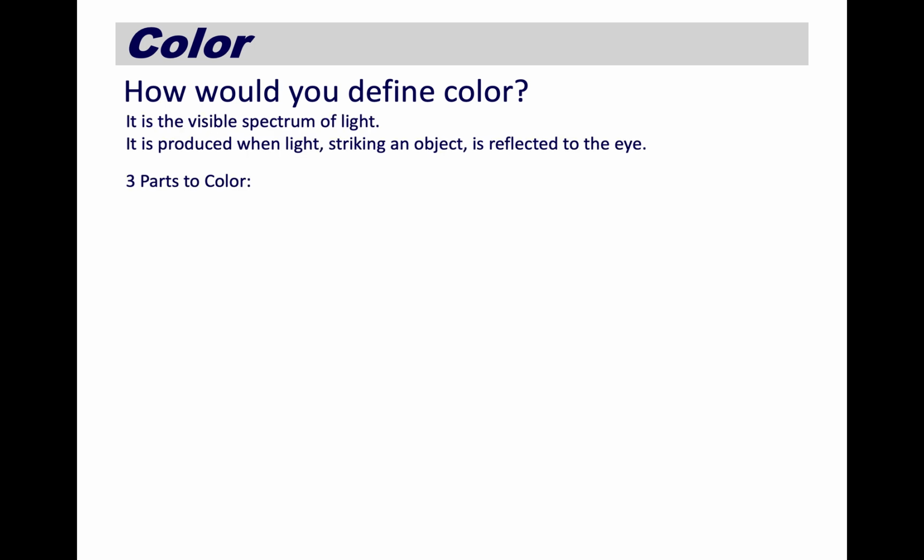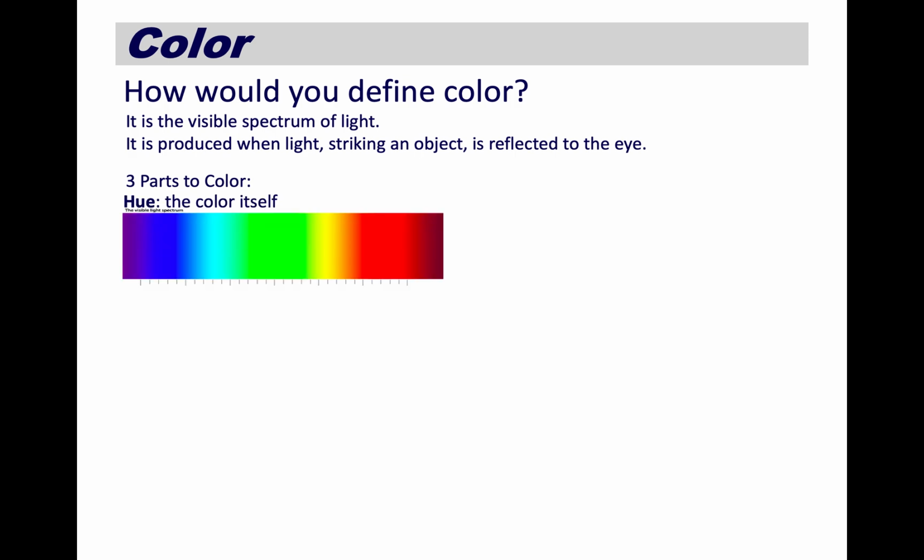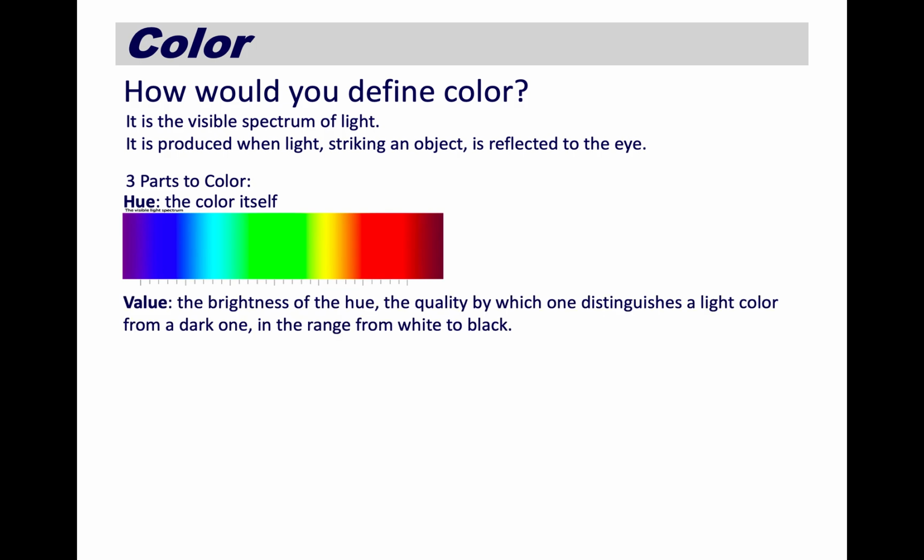Technically, in terms of science, it's the visible spectrum of light. It's produced when light strikes an object, and the only color that's bounced off that object is the one that is not absorbed into the object, right? That's kind of getting technical. But for our purposes, we're going to look at the three parts to color. The first part is hue, and that's just the color itself, our visible color spectrum, pure color.